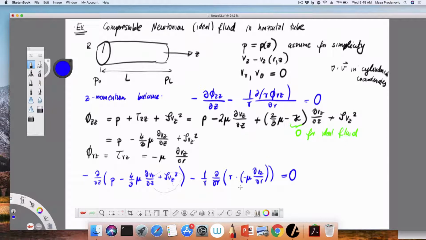All right, so all of that is brought by Vz being a function of both z and r. Please, if you can assume that your velocity is only a function of one variable, please do. We're going to continue this on Friday.